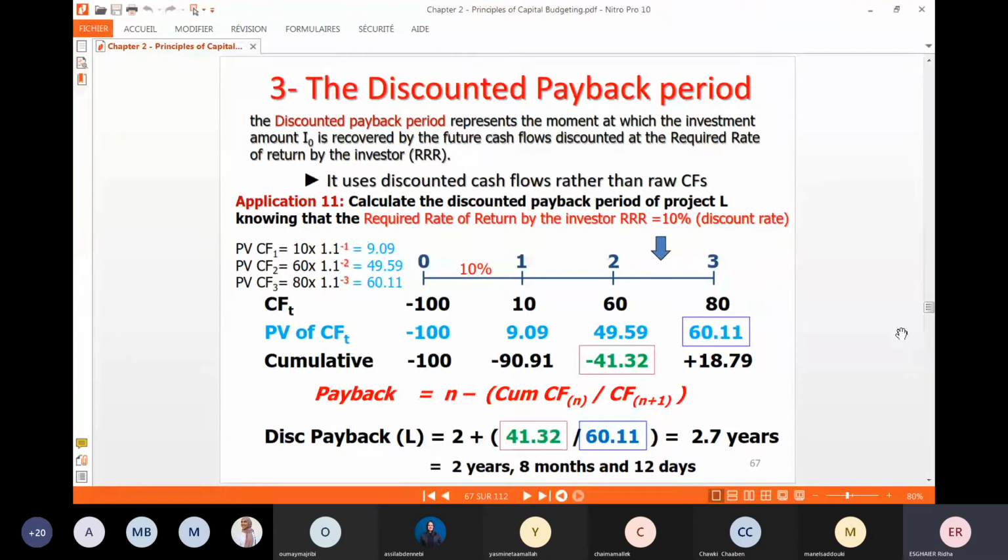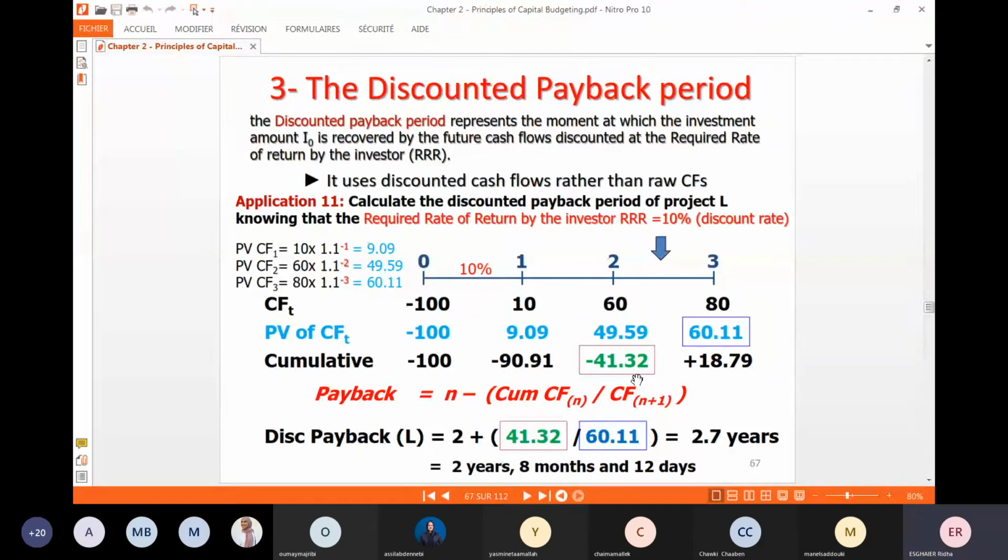Donc I compute the present value of 10, the present value of 60, the present value of 80 using the present value of a lump sum. I put the present value of 10 here, at the date 0. I put it in year 1 to say that this is the cash flow 1. This is the present value of cash flow 2 at the date 0. Present value of the cash flow 3 at the date 0. Then we compute the cumulative cash flow and we apply its formula. You find the discounted payback, which is the payback of the discounted cash flows. But before computing the cumulative cash flow we compute the present value of the different cash flows to be able to make their sum together.